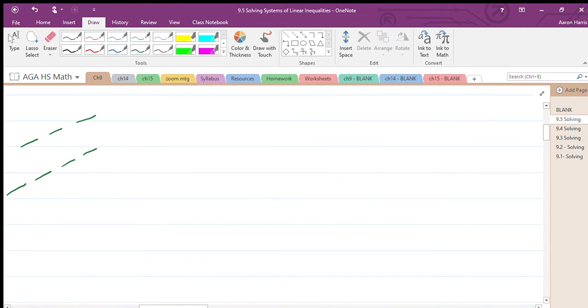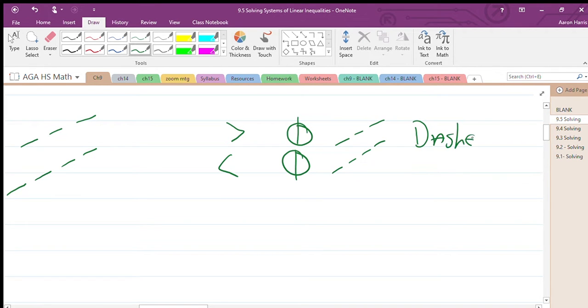Okay, so if I have greater than or less than, that would be an open circle, correct? Or my lines are dashed, meaning that wherever that line is, those values are not going to make the inequality true. Does that make sense? We'll get into it. We'll make sure that you understand that.